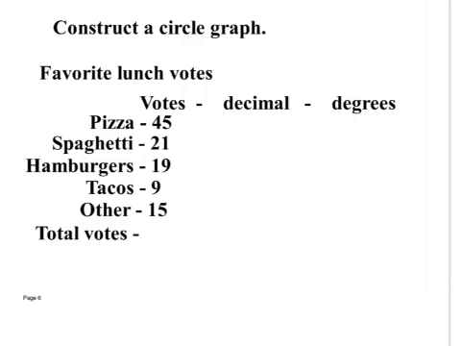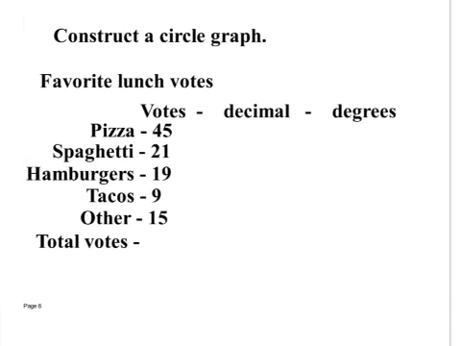We're asked to construct a circle graph. We had a certain number of people vote for their favorite lunch. First thing you have to do is find out how many total people voted. So total votes is 45 plus 21 plus 19 plus 9 plus 15 adds up to 109. Have to find the total first.